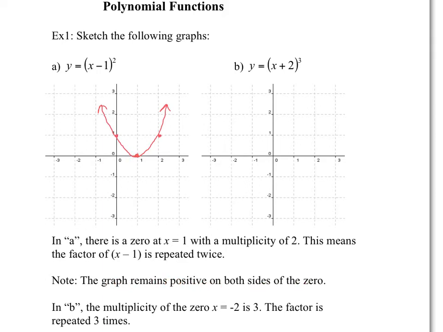So we call this a bounce at the x equals 1 zero, in that we bounced on the 0 at 1 because of the square function.